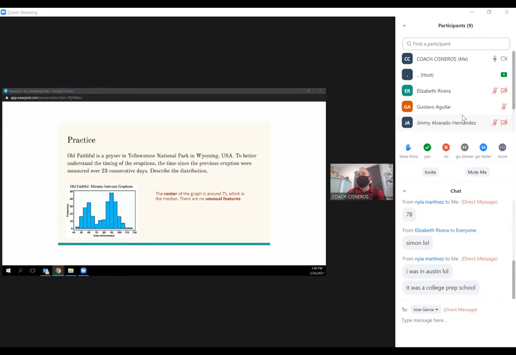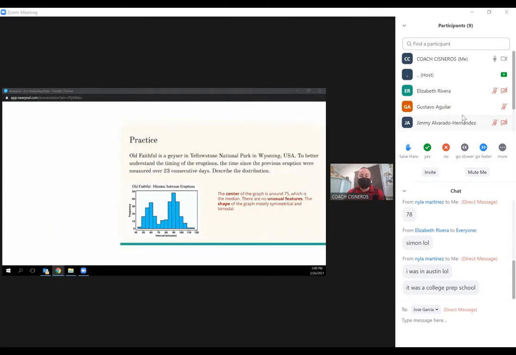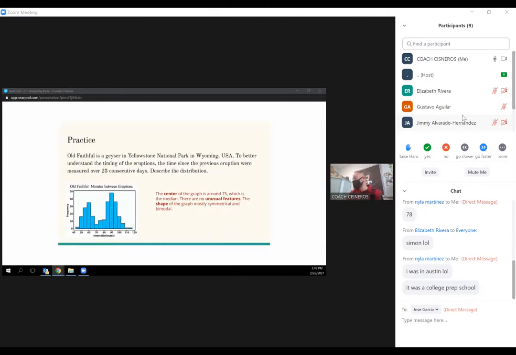And two peaks. How do you say it? Bimodal. Yeah. Not Twin Peaks, not the restaurant. All right. The shape of the graph is mostly symmetrical and bimodal. There you go. Look at that. It's not even a whole paragraph. You got three sentences and it's not even a whole paragraph.